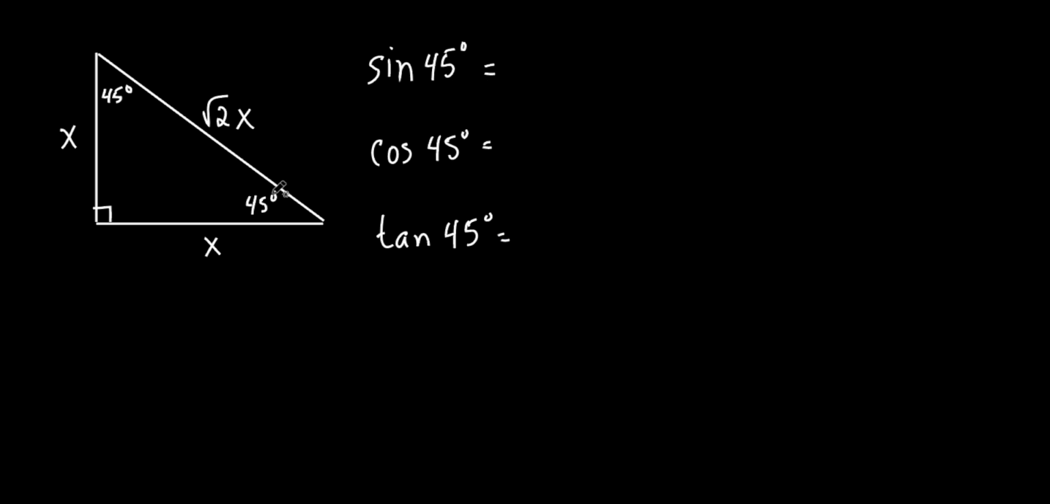So what is the sine of 45? It doesn't matter which 45 you use. Let's just use this one right here. All right, so what is it? It's opposite over hypotenuse. So the opposite is x over the hypotenuse, which is square root of 2 x. Let's simplify it. What happens here? The x's cancel. I'm left with a 1 on top. So now I got 1 over the square root of 2. I don't want to leave it like that. I want to multiply the square root of 2 on top and bottom.